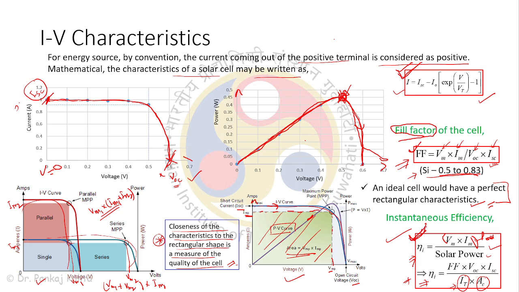Simple numericals will be based on these simple formulas. Hope you understand the significance of fill factor. What is the I versus V plot? What is the P versus V plot? What is fill factor? And how the simple instantaneous efficiency formula can be calculated. So these two formulas you need to remember.